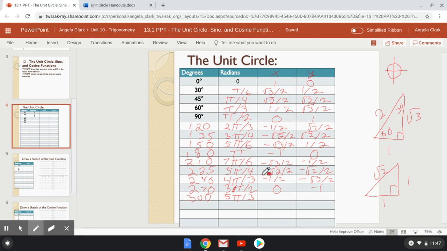So we have positive 1/2, negative square root of 3 over 2, because now we are over here where x is positive and y is negative.